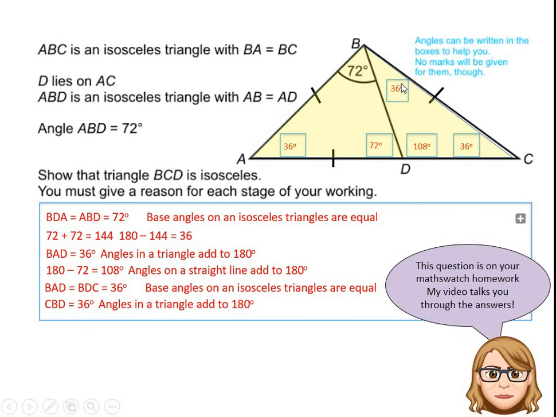When I put that on my diagram, I can see that I have two angles that are the same. So therefore, this triangle is isosceles. There's quite a few steps to go on here, so you may want to write all this information down before you attempt your homework.